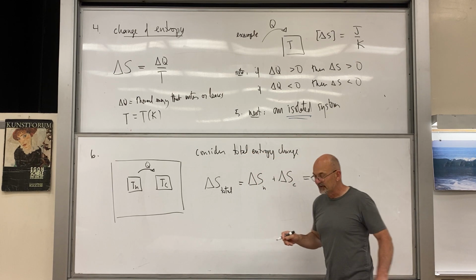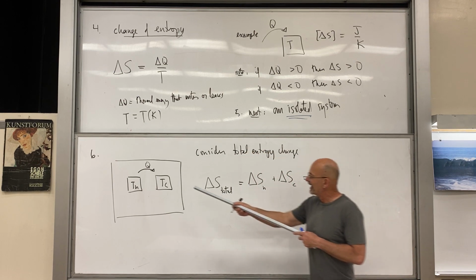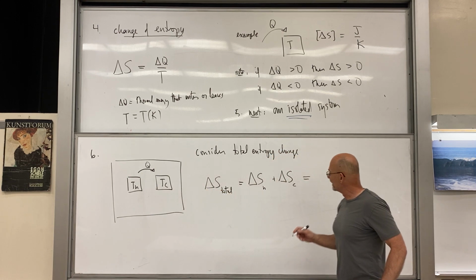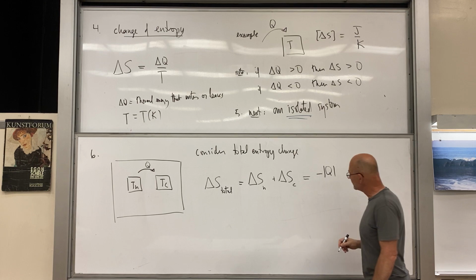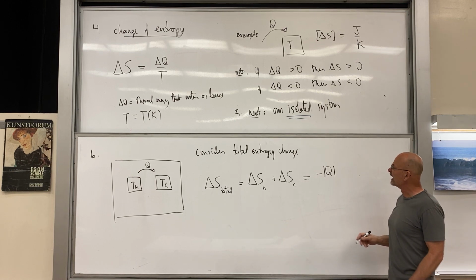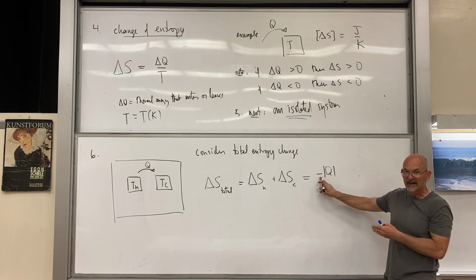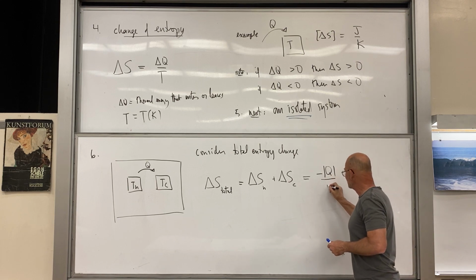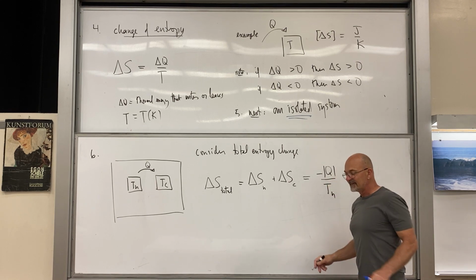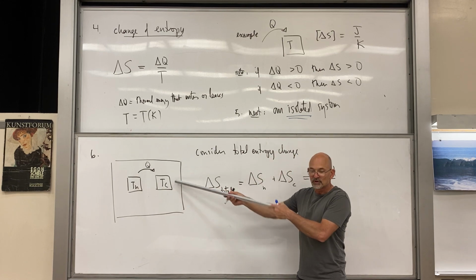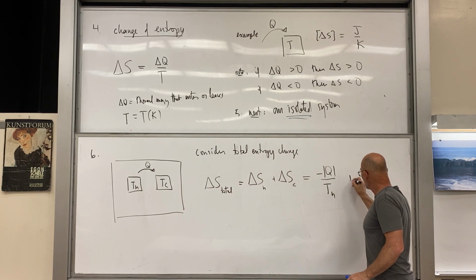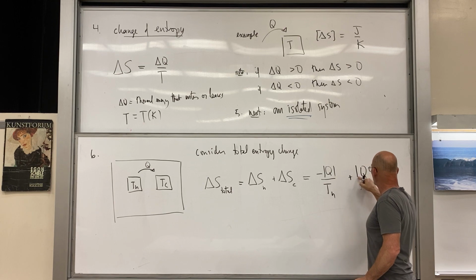And the delta S sub H here: the energy is leaving, so it's minus the absolute value of Q. Energy is leaving, the delta Q is negative, over T sub H. And that self-same energy is going into the lower temperature object, so that's plus that same Q divided by T sub C.